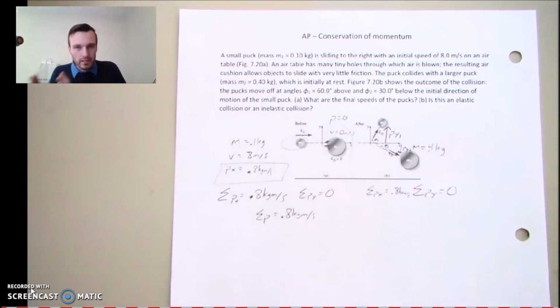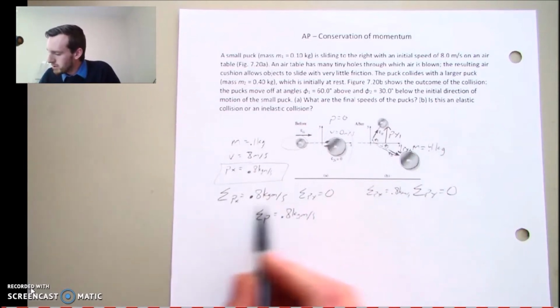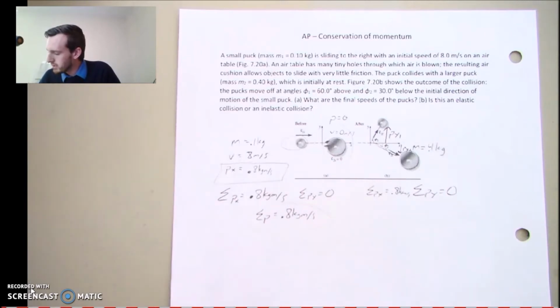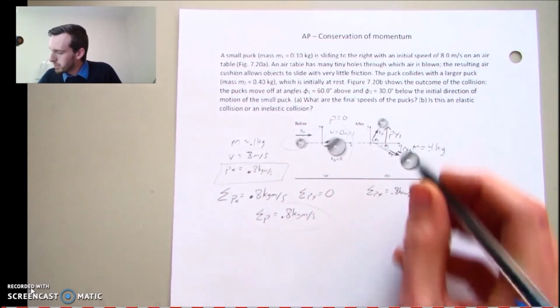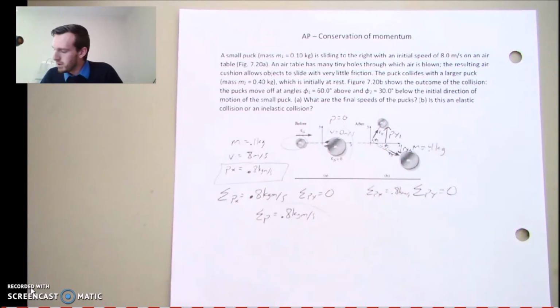So the momenta of those two pucks added together must add up to that. So let's go ahead and start working into this one a little bit. We already know the total momentum before the collision in the x direction, and so that's going to be applying to these two pucks. All right, so that's really all it gives us.